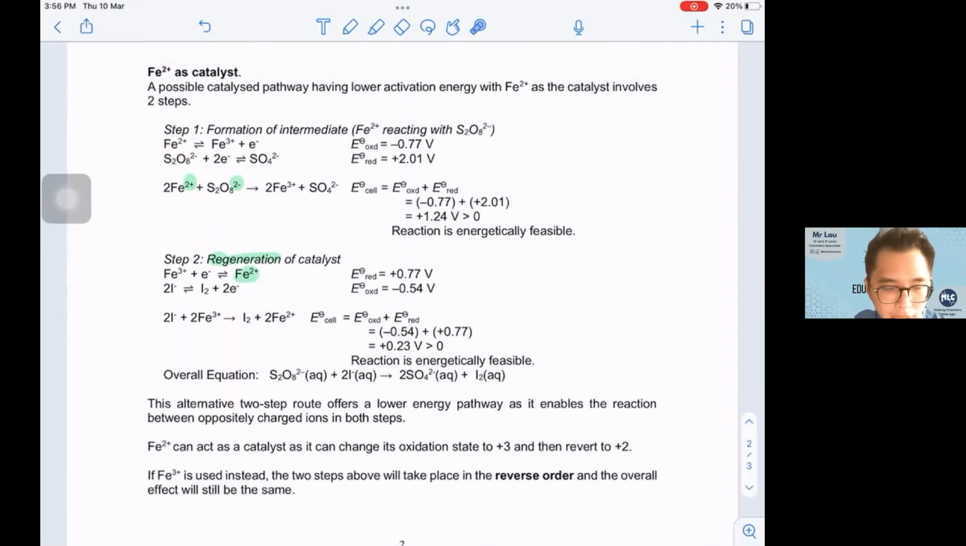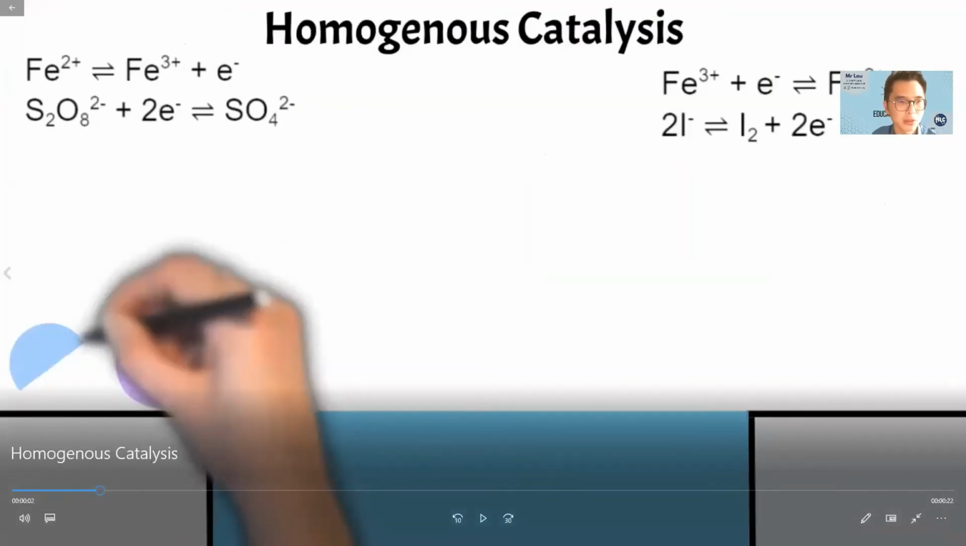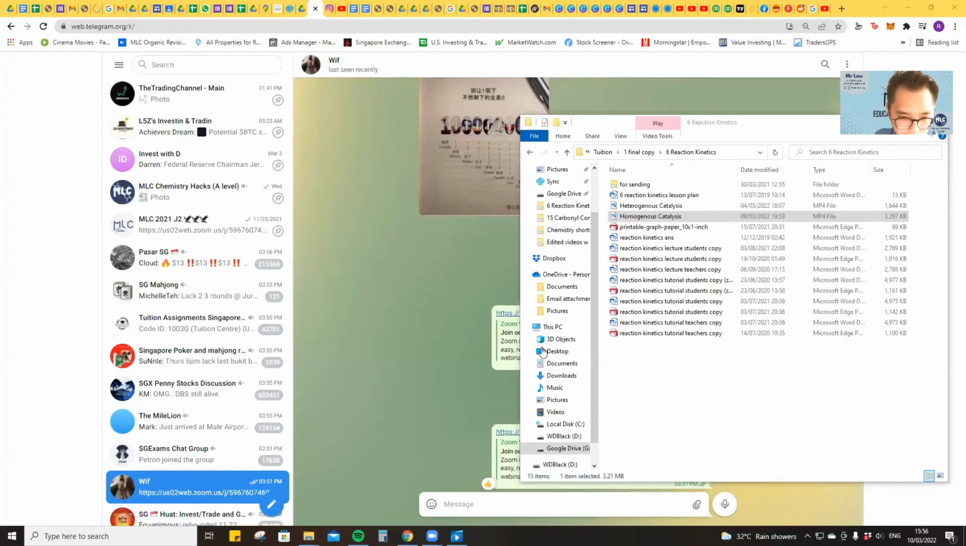So now let's take a look at a very quick animation to see this in progress. Let me just share screen. Okay, so over here you have an animation. This is to illustrate what we have just explained. The iron 2 plus will be oxidized to iron 3 plus, and in the meantime, the peroxydisulfate will be reduced to your sulfate. Let me just make sure that I shared it correctly. Okay.